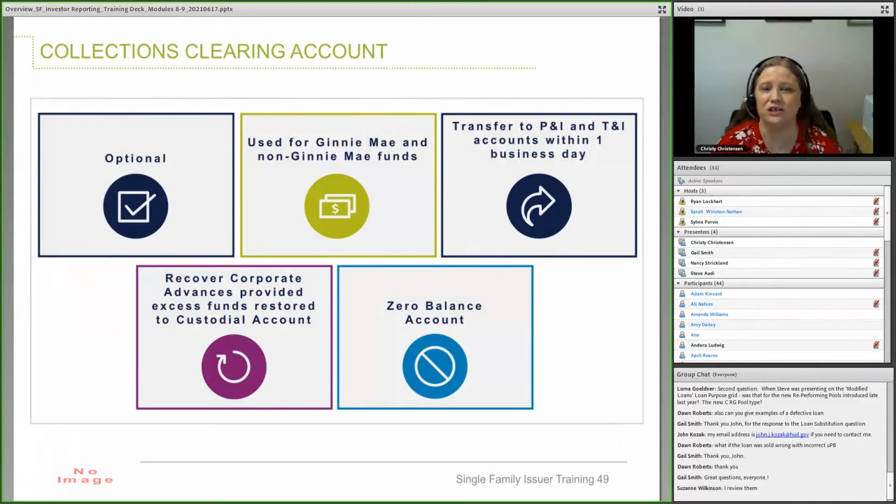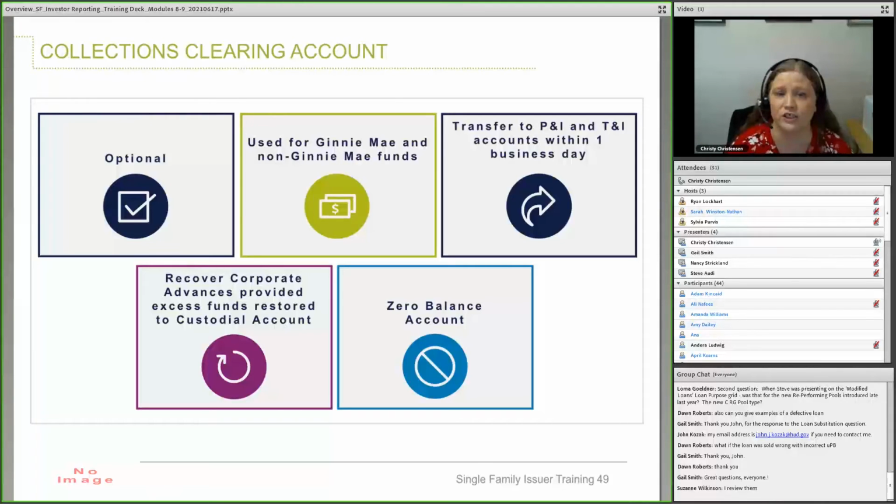Your collections clearing account or payment clearing is an optional account. This account may be used for Ginnie Mae and non-Ginnie Mae funds. This account needs to transfer to the Ginnie Mae P&I and T&I accounts within 1 business day. You may recover corporate advances provided excess funds are restored to the custodial account from this account. Also, this should be a 0 balance account, which means you should be able to show detail of every cent that is outstanding in this bank account each day.